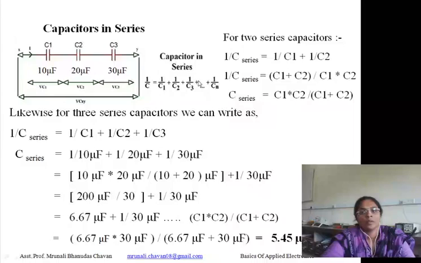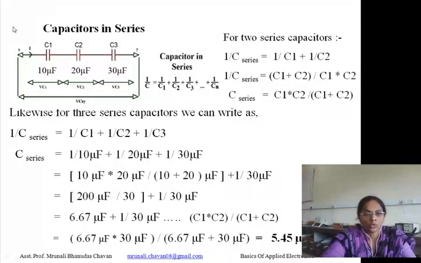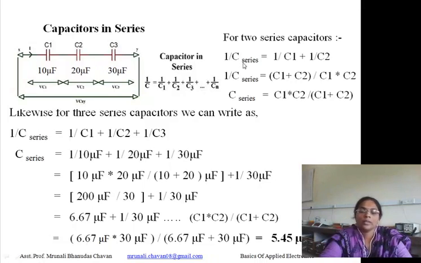Here 3 capacitors, C1, C2, C3, are connected in series, and their values are given as 10 microfarad, 20 microfarad, 30 microfarad. For 2 series capacitance, we can calculate the equivalent series capacitance as 1 by C series is equal to 1 by C1 plus 1 by C2, and by evaluating this, we get the equivalent series capacitance as C series is equal to C1 C2 divided by C1 plus C2.